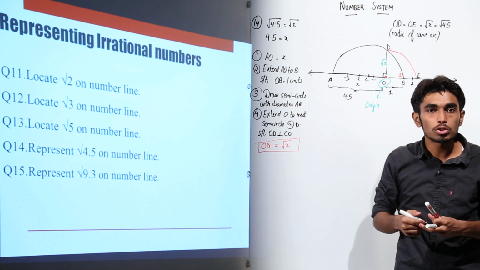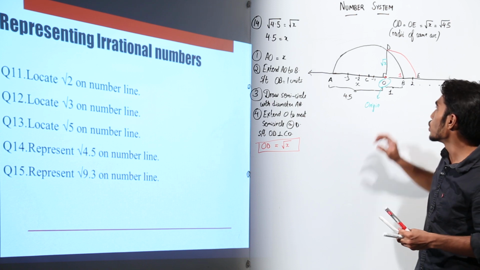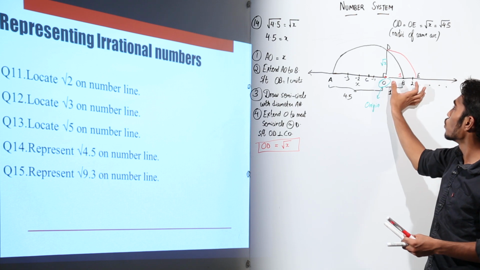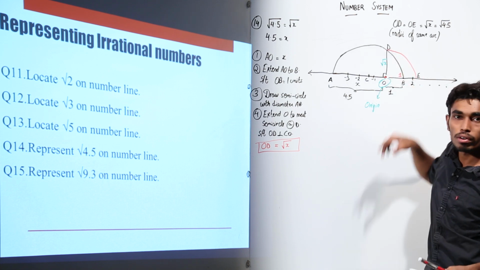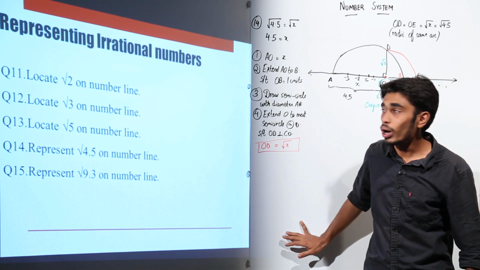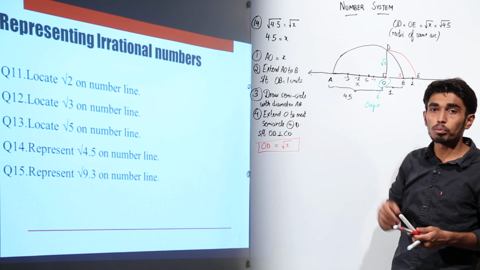When we use a compass to make two arcs of same radii, then both the arcs are equal to each other, right? Or both the radii are equal to each other. OD and OE are equal to each other, right? Because we have drawn a common arc. Now let us look at the proof why the line segment OD gives us root x or root 4.5.